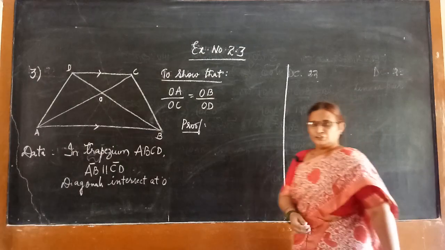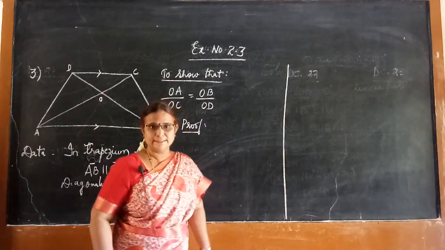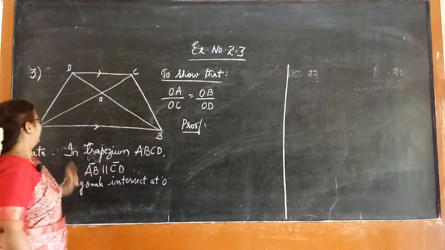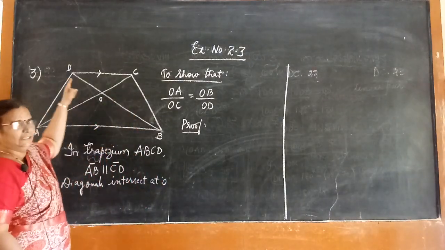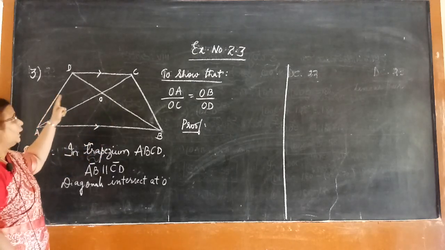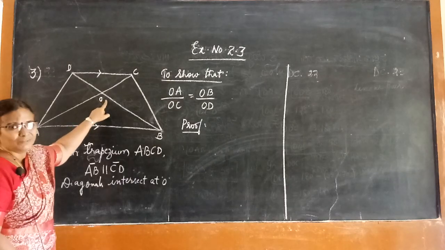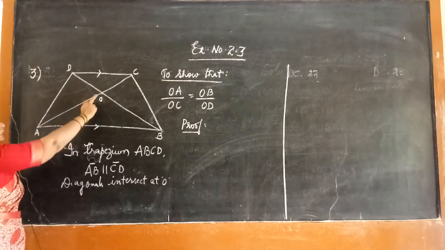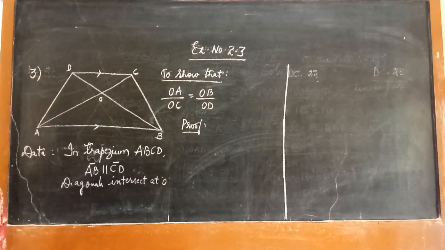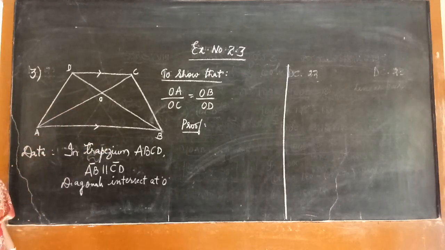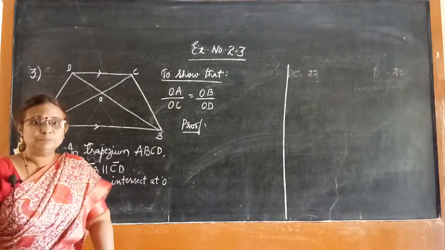Okay, children, we shall move on to the third problem in exercise 2.3. The question is: diagonals AC and BD of the trapezium ABCD intersect at O. What have they given? Diagonals of the trapezium ABCD intersect at O. And in this trapezium, which are the parallel sides? AB is parallel to CD. Do remember, it's a very important point.